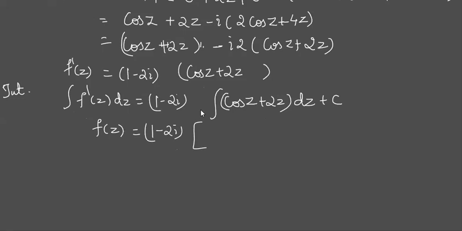What is the integration of cos z? Sin z. Only sin z. See, you do everything and lastly if you put minus, they will not hesitate to cut 2 marks. This is 2 into, what is the integration of z? z to the power 1 means z square by 2. Plus c. This is our analytic function.